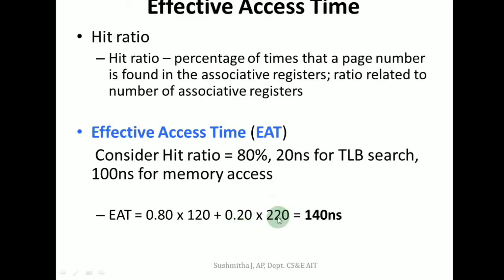Now why is it 220? Because there are 2 memory accesses that I am doing in case of a miss. That is, the first memory access is to find the frame number that is in the page table, and the second memory access is my actual data or the instruction. That is why in case of a miss, the time taken would be 220 nanoseconds. In case of a hit, the time taken would be 120 nanoseconds, including the search in the TLB.